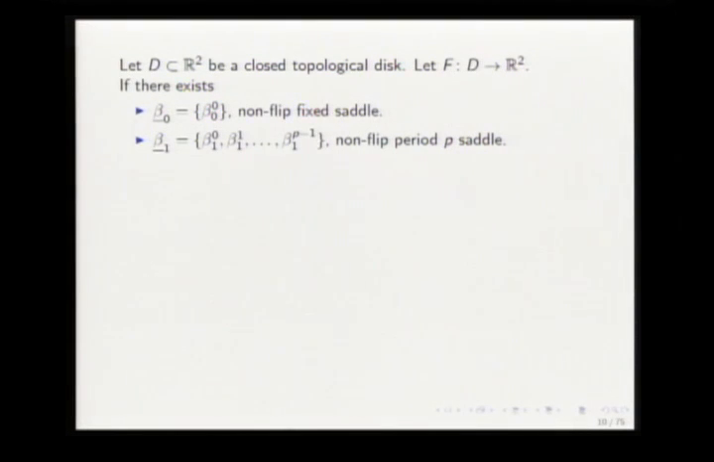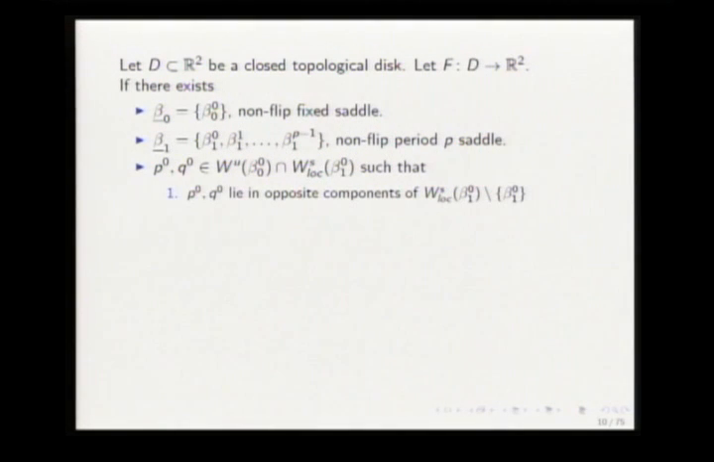and some non-flip period p saddle of some period. And then, okay. And then I have another p, which isn't the first p, but I think you'll understand that these things aren't the same. So we have a p and a q, which lie in the intersection of the unstable manifold of our non-flip saddle and the local stable manifolds of one of these points in my periodic orbit. Okay? And I impose the condition that these 2 points have to lie on opposite sides of the stable manifold. And this is some sort of non-intersection condition.